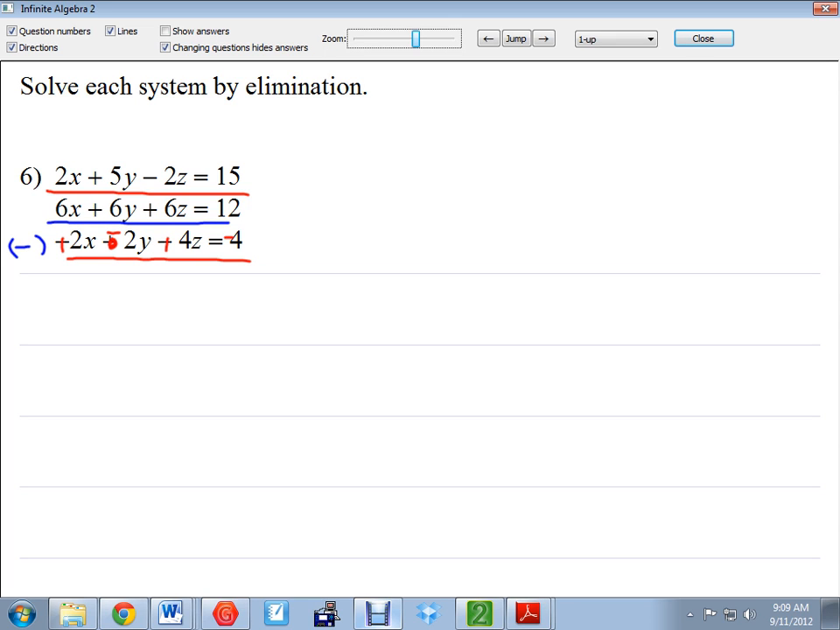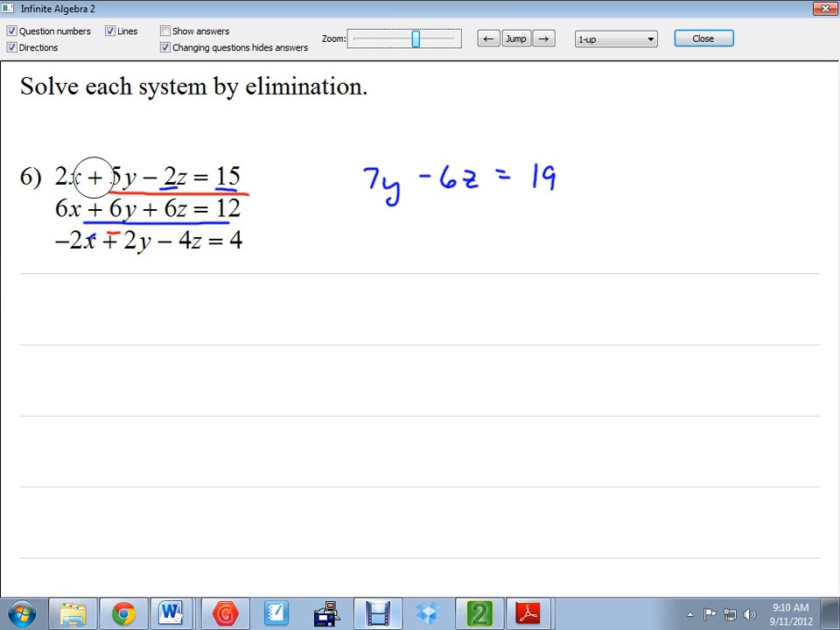Now 2 minus 2 will get eliminated. So that'll get me 0x. That's my goal. 5y minus a negative 2y is 7y. Negative 2z minus 4z is negative 6z, is equal to 15 minus a negative 4, which is the same thing as 15 plus 4, which is 19. And this is my first new equation.